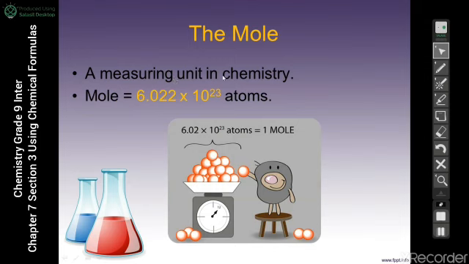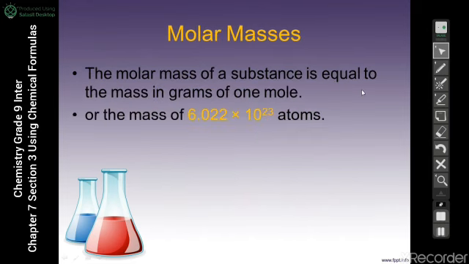The mole is a measuring unit in chemistry, but the mole, or 1 mole, equals 6.022 times 10 power 23 atoms of anything. So if I said I have 1 mole of sodium, it means we have 6.022 times 10 power 23 atoms of sodium. The molar mass of any substance is equal to the mass in grams of 1 mole. So the molar mass is the mass of 1 mole, or the mass of 6.022 times 10 power 23 atoms.